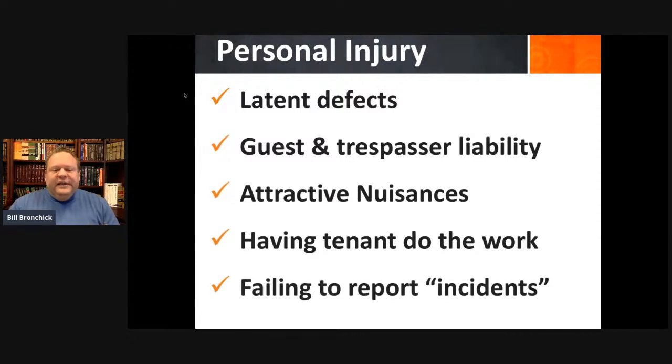And then failing to report incidents is a real big pitfall. Now, a lot of these things that I mentioned may be covered by homeowners insurance, or if it's a rental property, liability insurance. And I think you should carry lots of insurance for this reason. Most cases are settled out of court, and therefore the big expense is the legal fees. An insurance policy covers your lawyer.